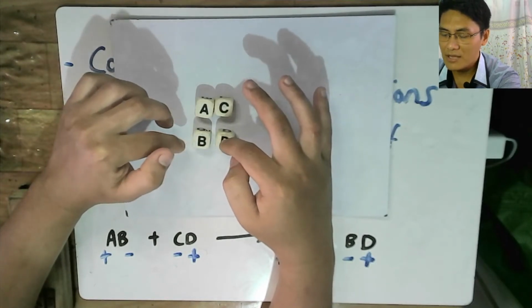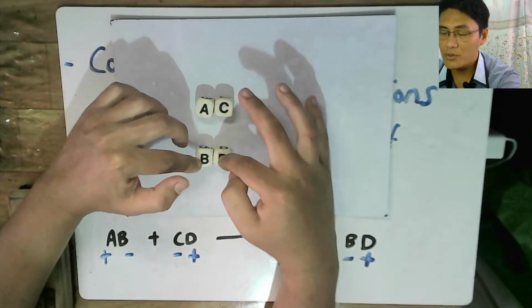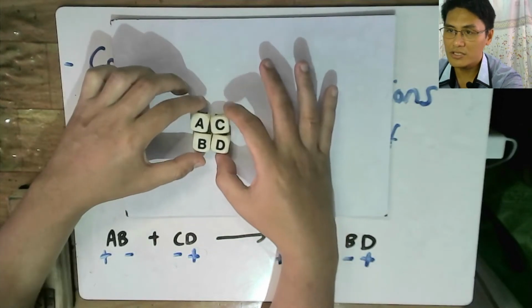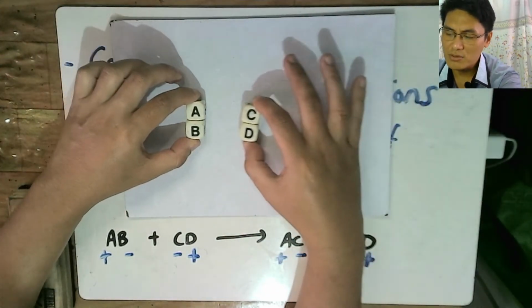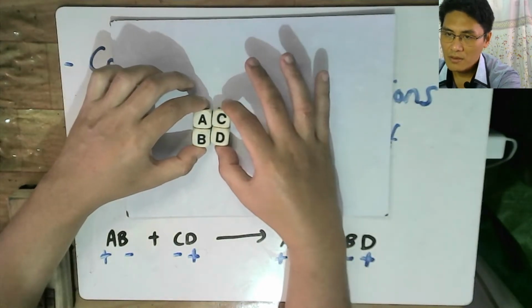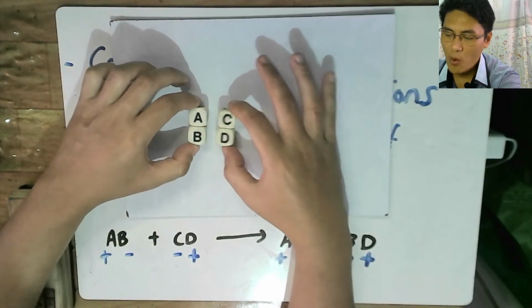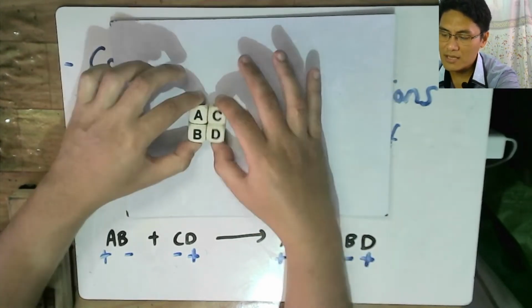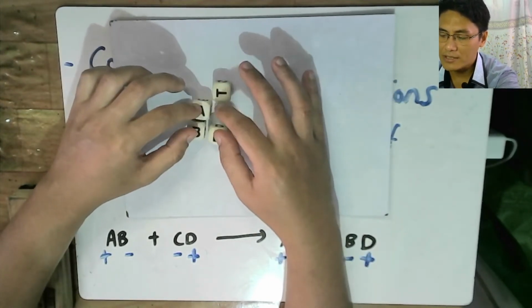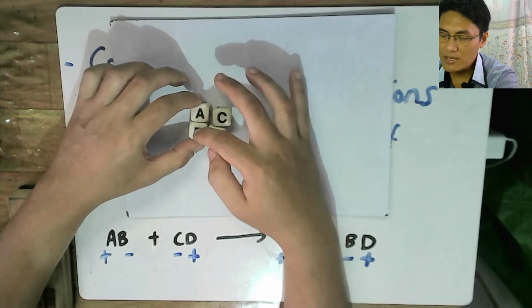There might not be time for B and D to interact and form new bonds because the collision is just too fast. So they will just bounce off. If the collision is too slow, A and C might want to interact, but the collision might not be energetic enough to break the bonds between A and B and C and D.